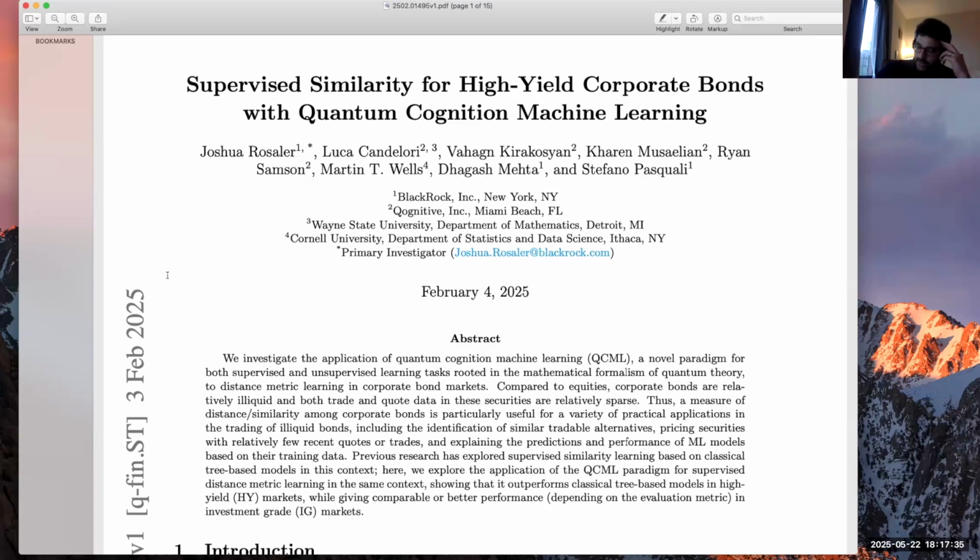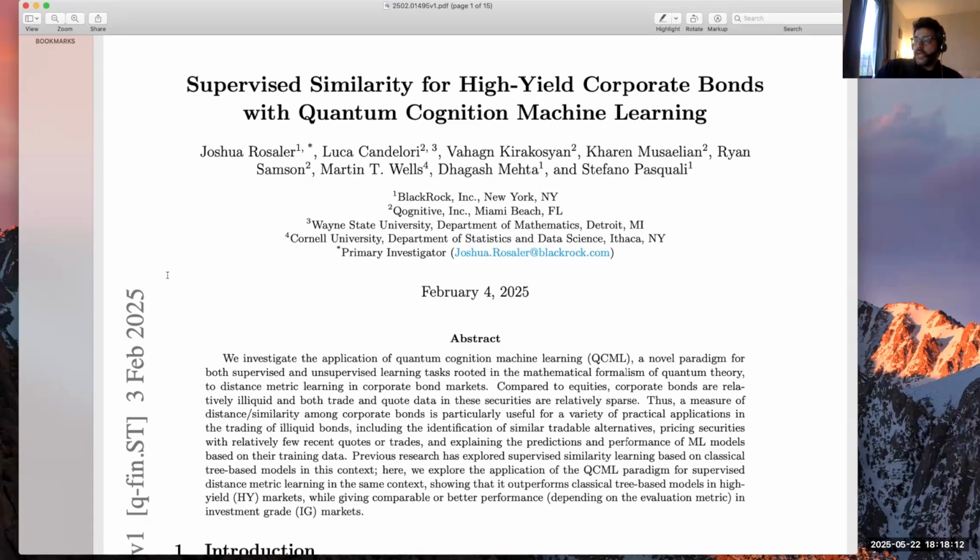To learn a notion of similarity between corporate bonds, we essentially take all the essential features of those bonds as input features. For example, the bond's coupon, its credit rating, the sector in which it lies, and a few other features as well. We then use those to predict what the yield of the bond will be, so essentially how much return you will get from that bond.